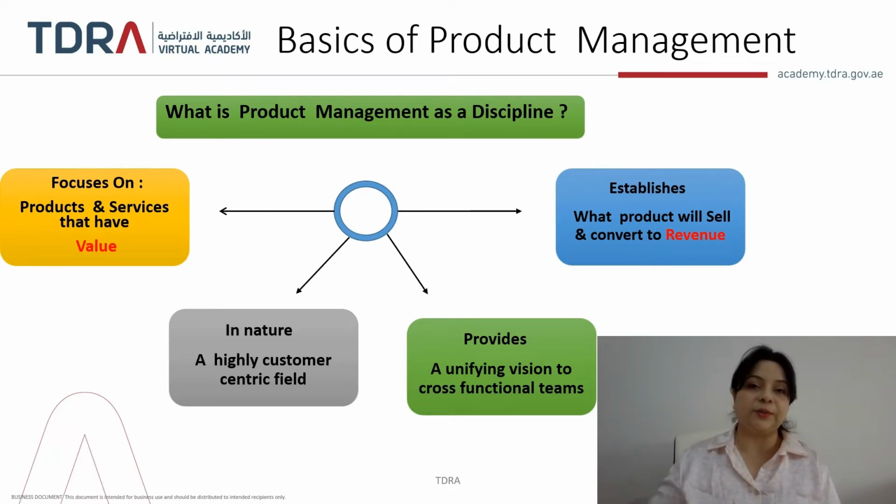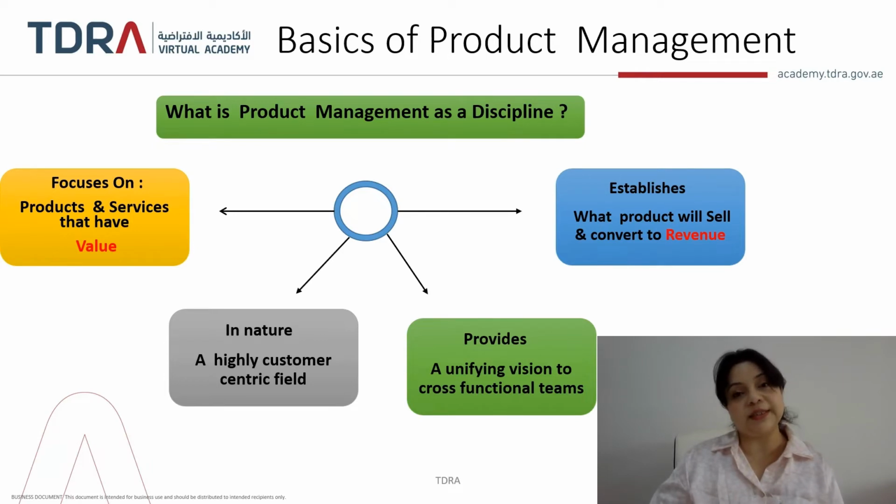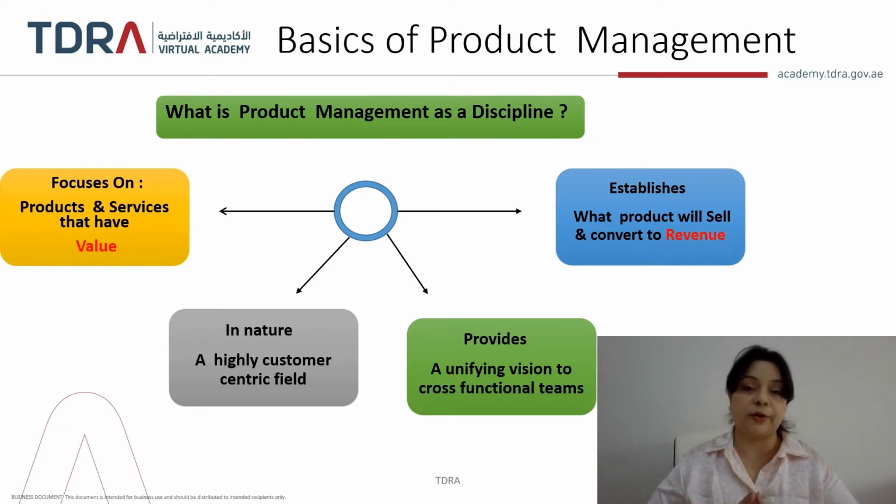And what is product management really? Product management is the process where we start to build a process, a service, or a product that has a high degree of value and that will convert to revenue in the short term and the long run. It is also a highly customer centric field, which is always focused upon the customer needs and requirements, which makes it very, very dynamic. It has multiple teams working on it, therefore there's a cross functional element to it as well.